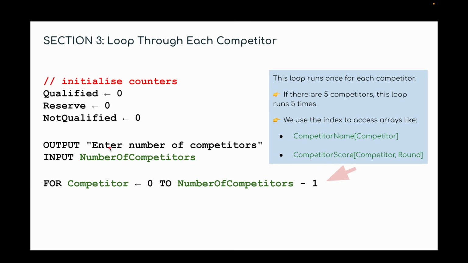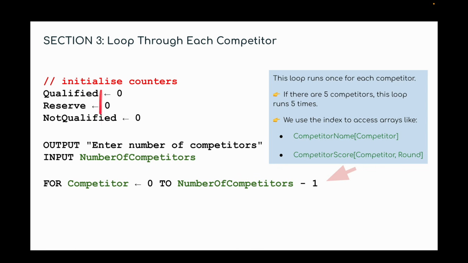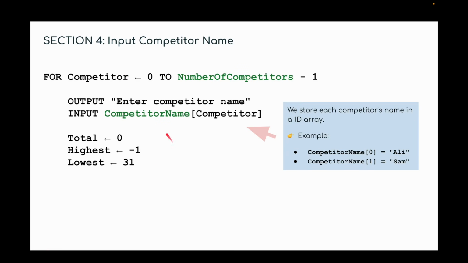So I've output, enter number of competitors, input, can you please tell me how many competitors there are? If somebody enters 5, we start at 0, so it's going to be number of competitors minus 1, so it would be 0 to 4. Based on that, I've skipped this bit and moved straight onto the start of the for loop. We're going to output, enter competitor's name, input the name of the competitor. For example, I've put some different names in here.